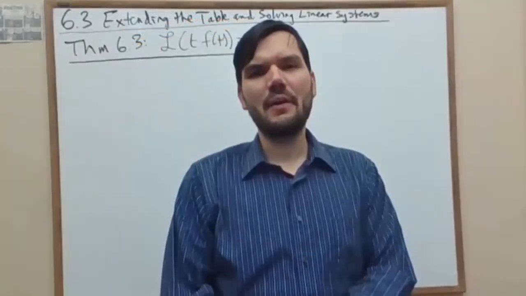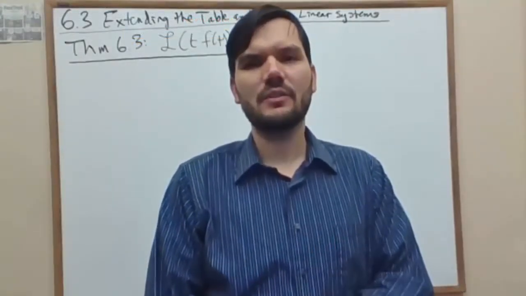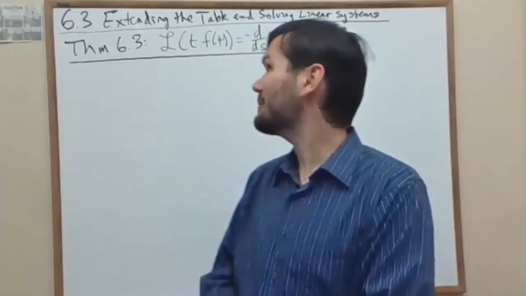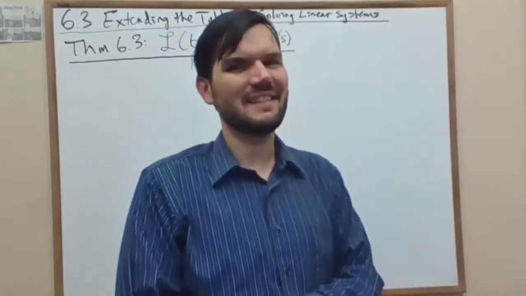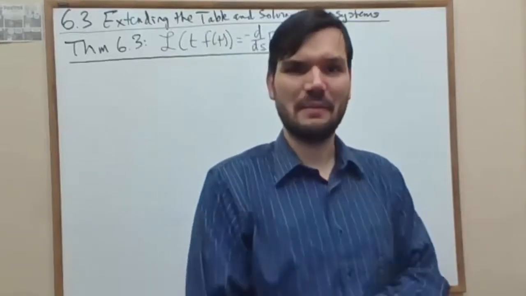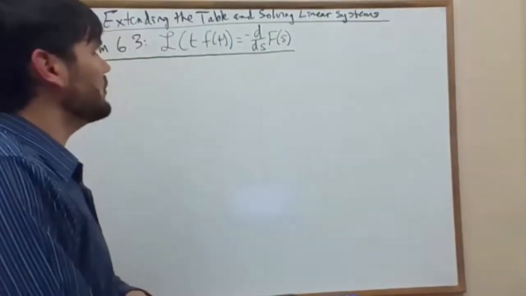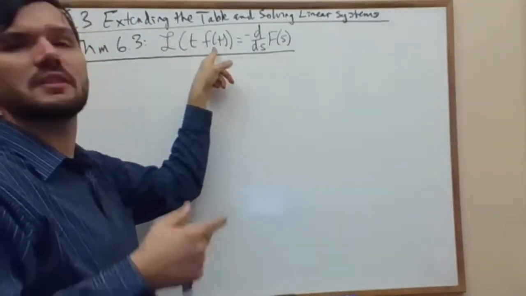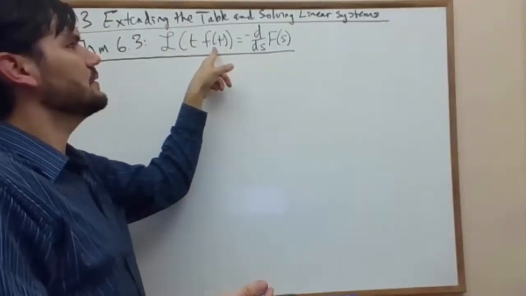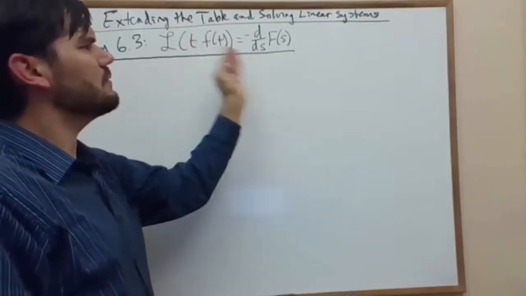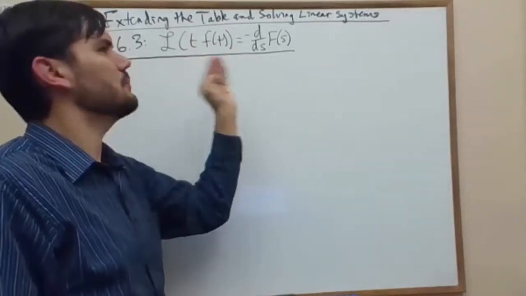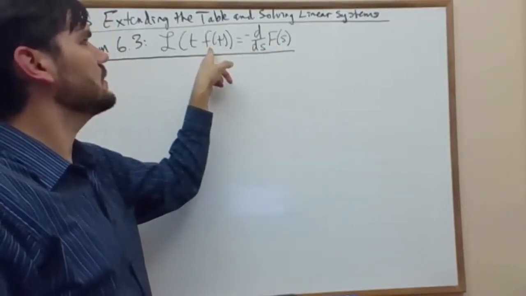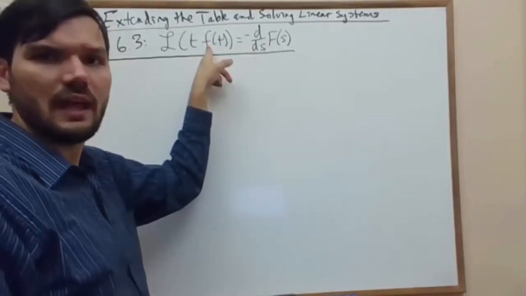Hello. Now we're going to look at how to prove a theorem, in this case theorem 6.3 from section 6.3 on extending the table. The theorem we're going to prove is that the transform of t times some other function is equal to the negative derivative in the frequency domain of the transformed solution capital F of little f.